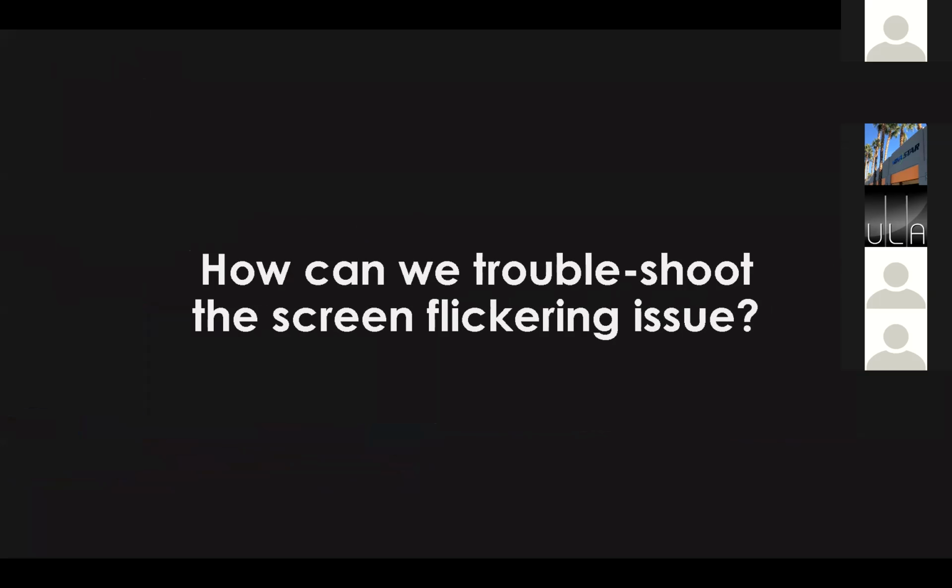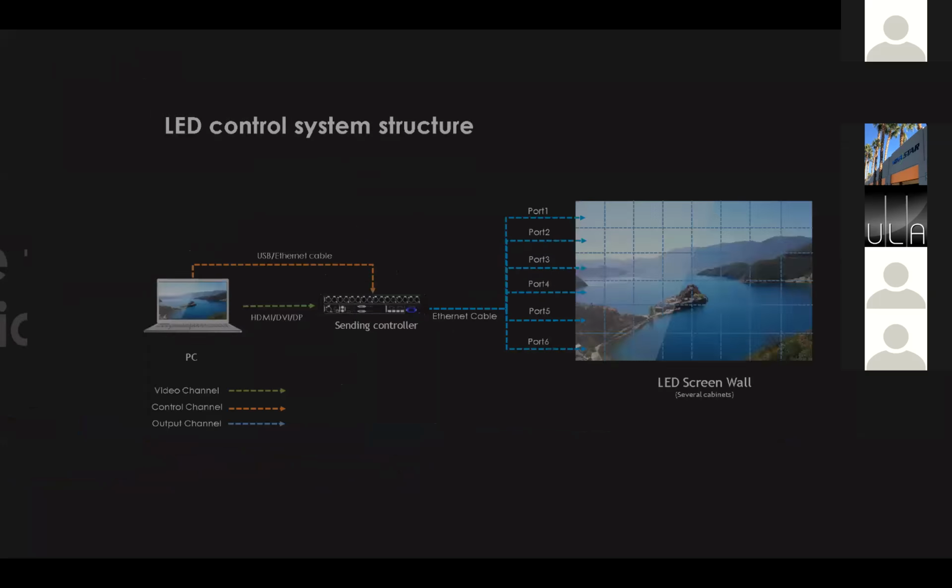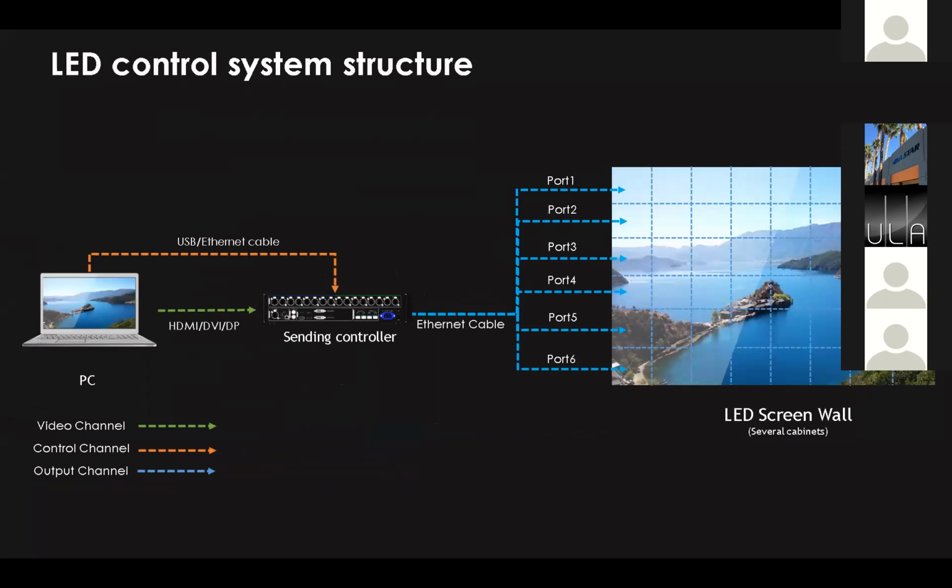After tools we need, we will say screen flickering issue now. And now we can see the screen is finished. And if we want to show the image, we need to build the basic structure of the LED control system.